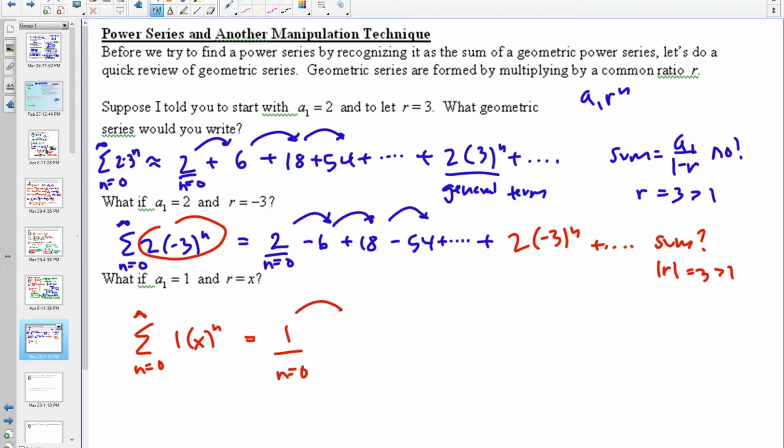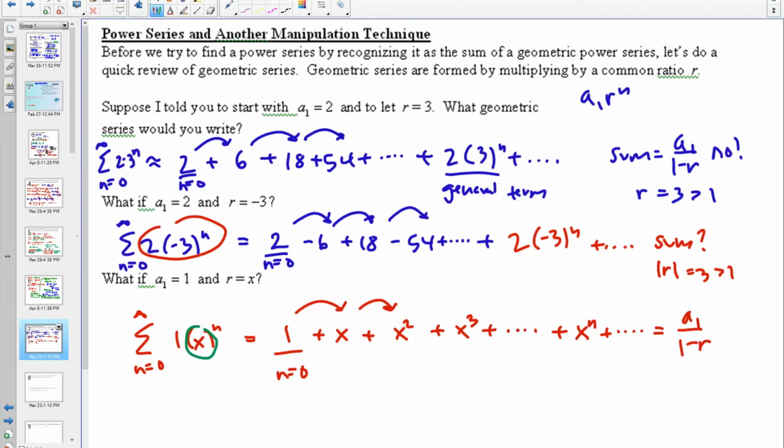My second term, my r is x, right? So I'm going to multiply by x. And then my third term, I'll multiply by x again, and then my fourth term, I'll multiply by x again. So what is this general term going to look like? That's x raised to the n, plus dot dot dot. And does this one have a sum? If I sum all of these numbers up, I'm going to get a1 over 1 minus r.